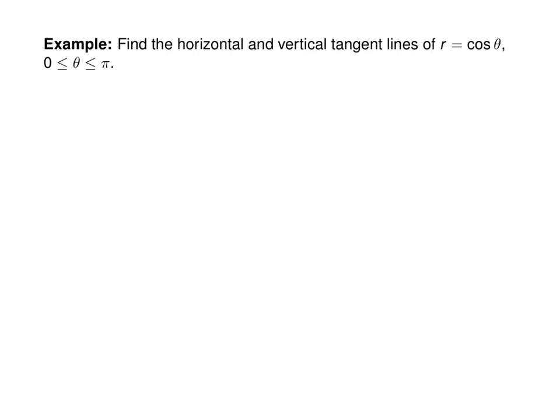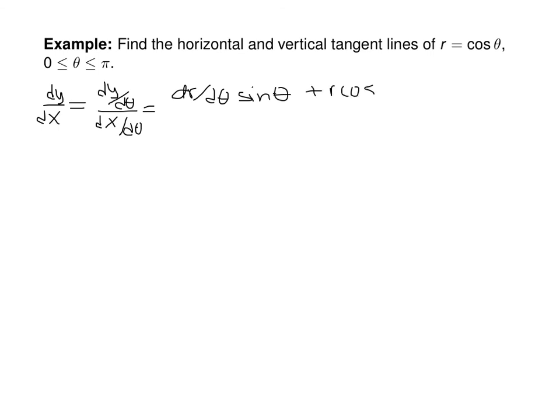Find the horizontal and vertical tangents of r equals cosine theta for theta between 0 and pi. So we need to find an expression for dy dx, which is given by dy d theta over dx d theta. And using our previous results, that is dr d theta sine theta plus r cosine of theta over dr d theta times cosine theta minus r sine theta.